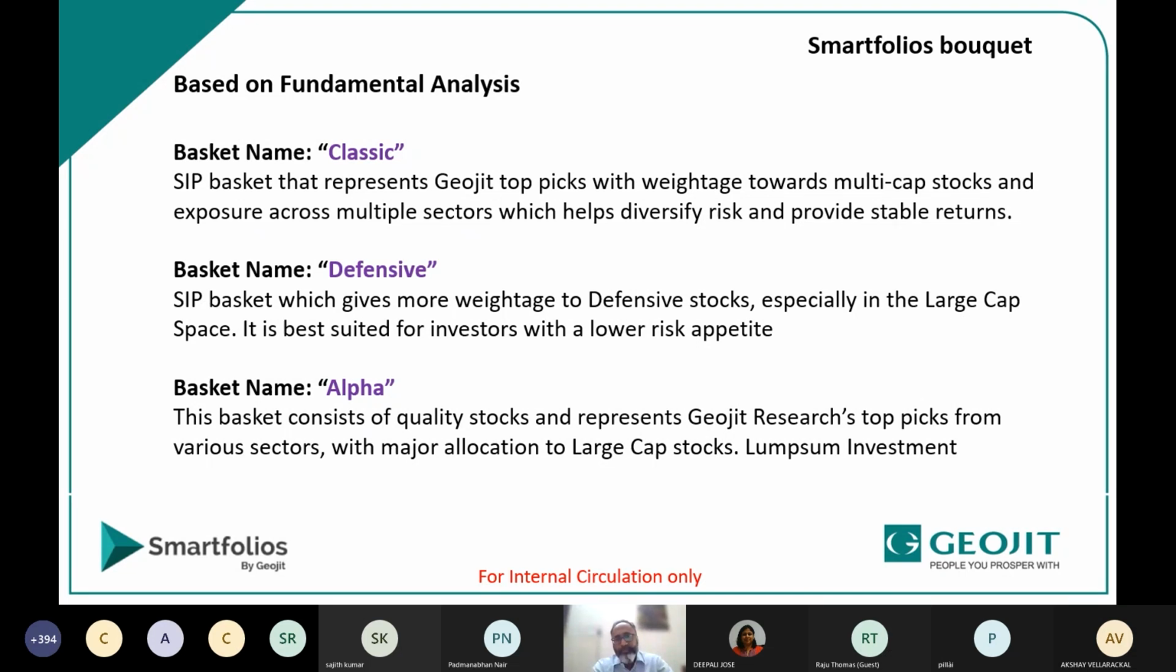There is also a lump sum basket that is called Alpha. Now, this closely resembles Geojit's model portfolio. Pure fundamental picks, long-term picks. Major allocation is into large cap stocks, for the lump sum investment.